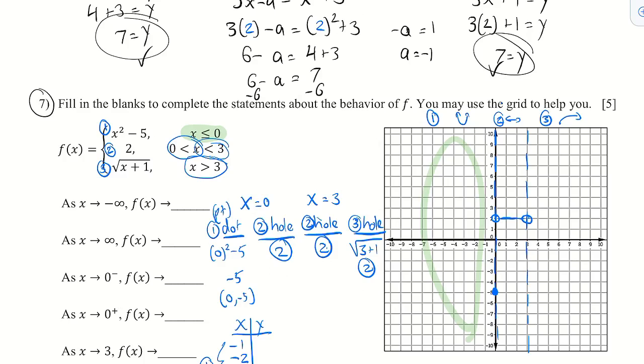So I can think about this as -1 squared minus 5, which ends up giving you 1 minus 5, which gives me -4. -2 squared minus 5, which gives me 4 minus 5, which gives me -1. -3 squared minus 5, which gives me 9 minus 5, which is 4. And then -4 squared minus 5, which gives me 16 minus 5, which gives me 11. Now I'm probably not going to go up to 11, but that's okay. So -1, comma, -4.